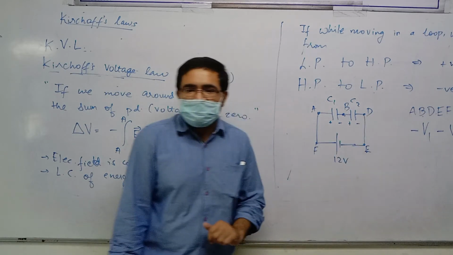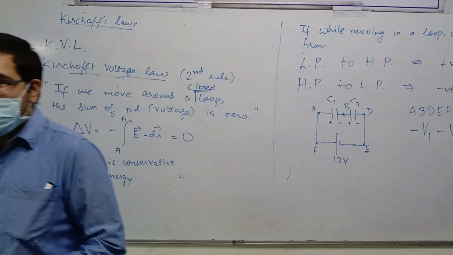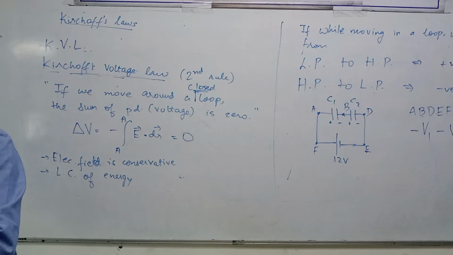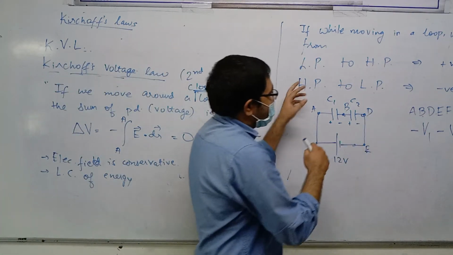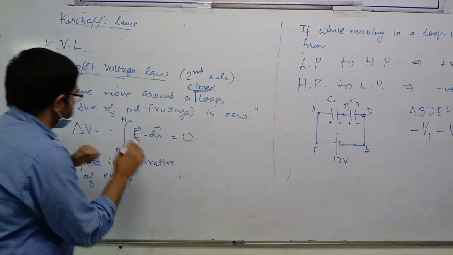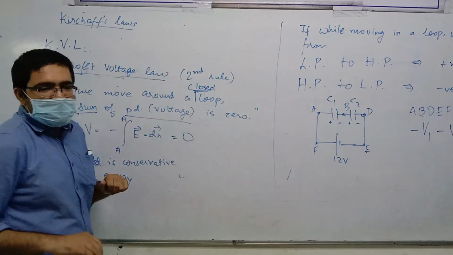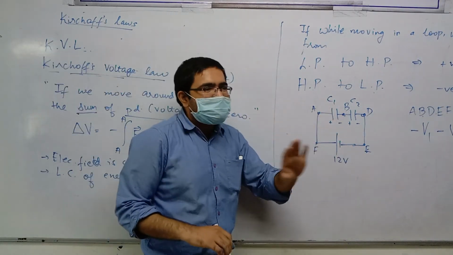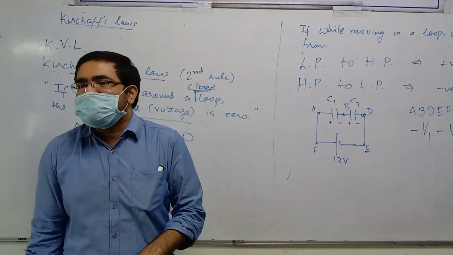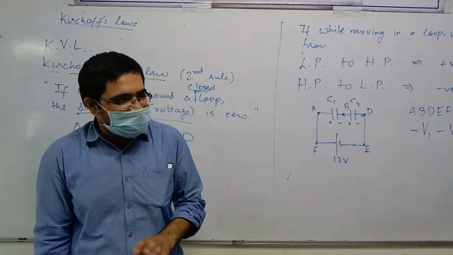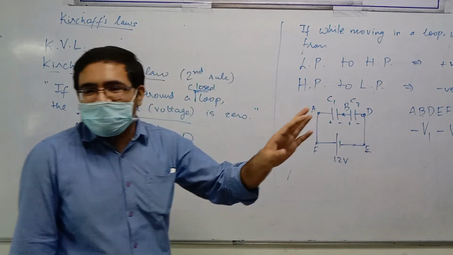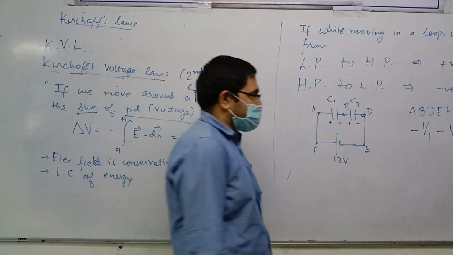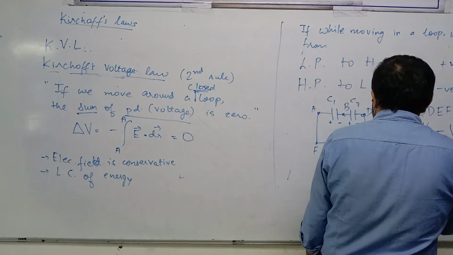D to E is 0. Guys, is that okay? See, we are actually adding potential differences. Look at this. Between D and E, there is no potential difference. Is that clear? Why? Because they are on the same wire. That's why no potential difference. Okay, then E to F.